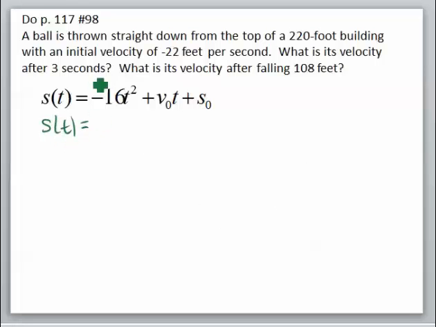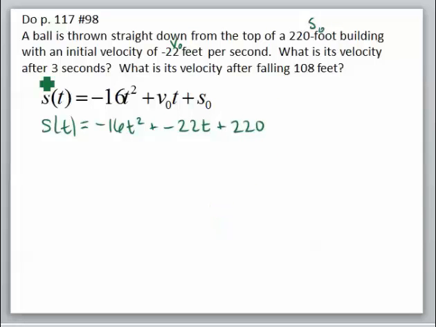All right, so let's just go ahead and fill in things that we know. By reading this, it says a ball is thrown straight down from the top of a 220-foot building. So that would be the s sub 0, that's your initial position, with an initial velocity of negative 22. That's your v sub 0. What is its velocity after 3 seconds? Well, let's first write the position function based on that information. So my velocity was negative 22, and my position is 220.